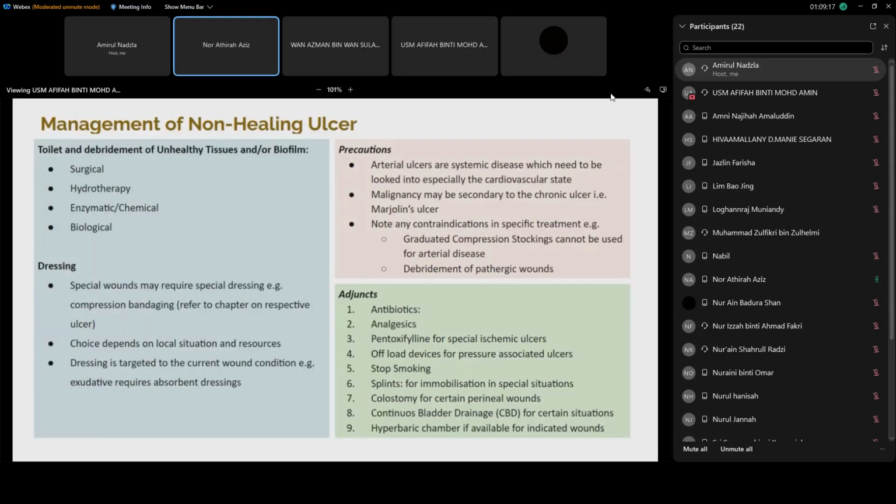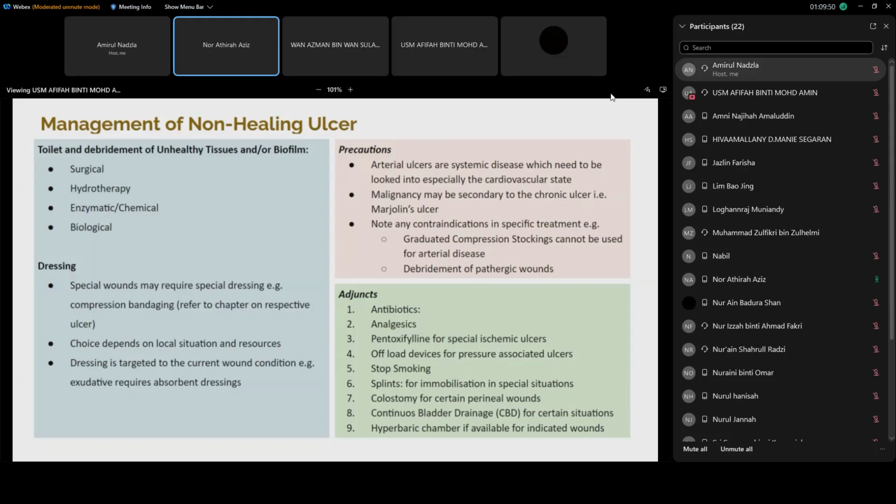Okay, for the management of non-healing ulcer, first we have to do the toilet and debridement of unhealthy tissues or biofilm, surgically, by hydrotherapy, or chemically. And a special wound may require special dressing. Okay, later it will be presented by our next presenter. And then for dressing, the choice depends on local situation and resources, and dressing is targeted to the current wound condition.